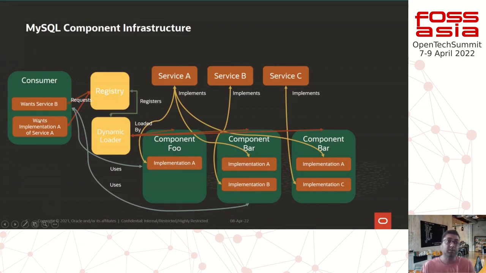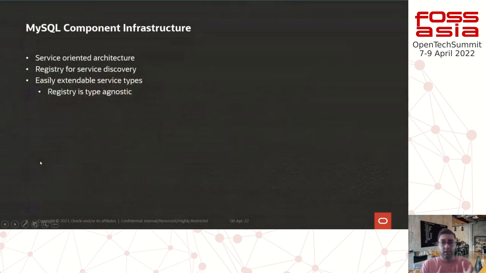So component consumer can say that I want an implementation A provided by, you know, a particular component, let's say component foo, and registry will return the handle to that, and it can be used by the consumer. So this is an overview of the MySQL component infrastructure. Now, as I say, this is a service-oriented architecture. The registry for service discovery is a very lightweight process.